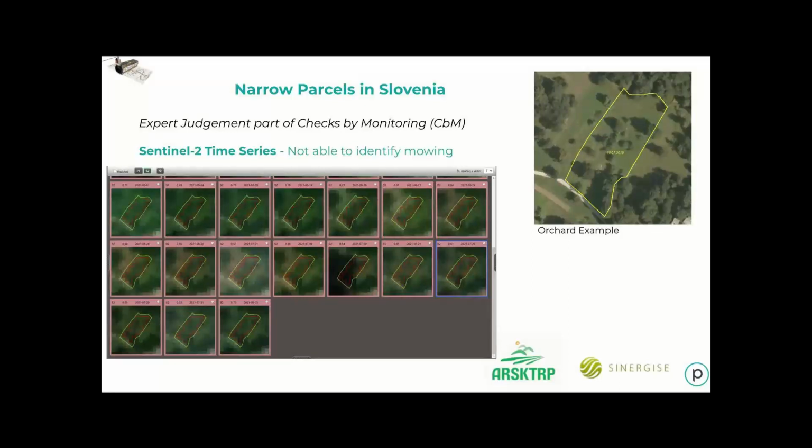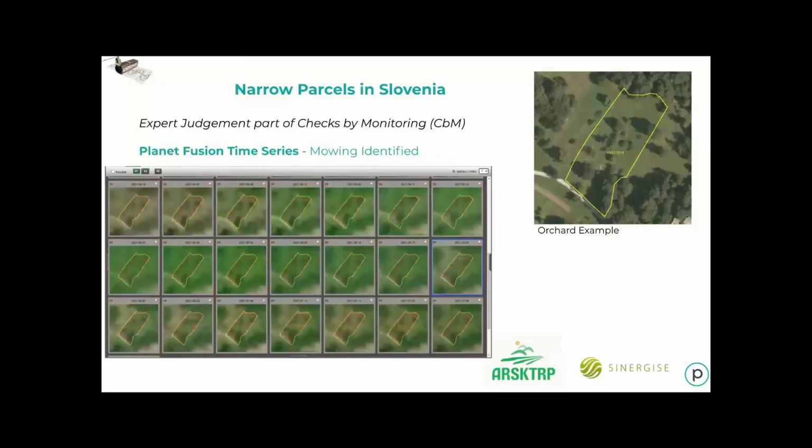And here, looking at this time series of Sentinel-2 data, there is one image that shows a bit of a discoloration, but this is not enough to confidently say visually whether a mowing event has taken place. But if we then look at the Planet Fusion time series, in the bottom line there is a clear discoloration, green towards more gray and earth color, and that is sufficient information for the paying agency to confidently say, hey, a mowing event has taken place, and then they don't need to inconvenience the farmer by requesting geotagged photos or doing a rapid field visit or something similar. So these are early results.